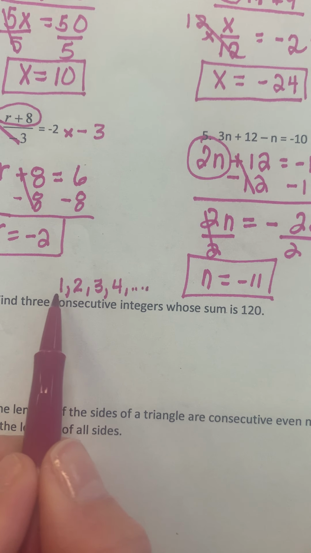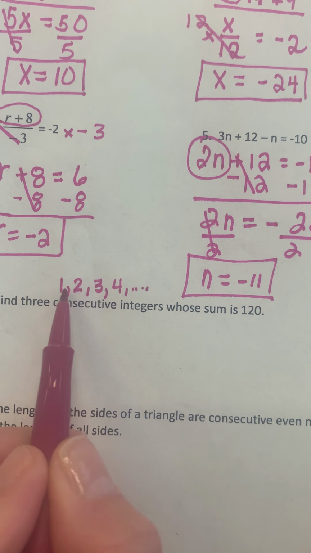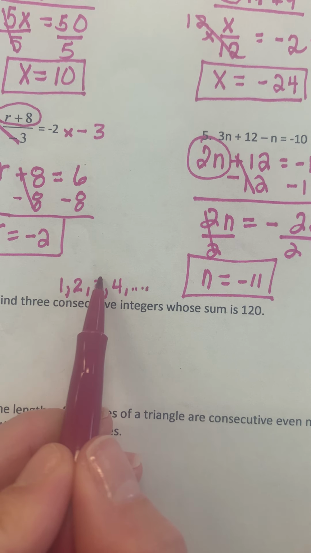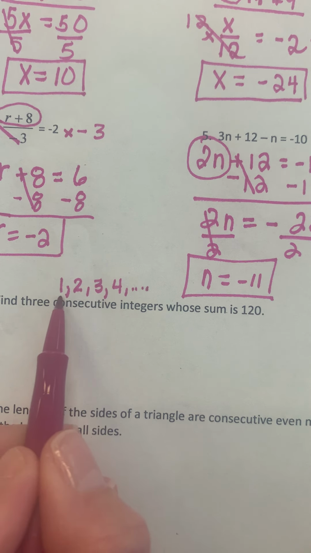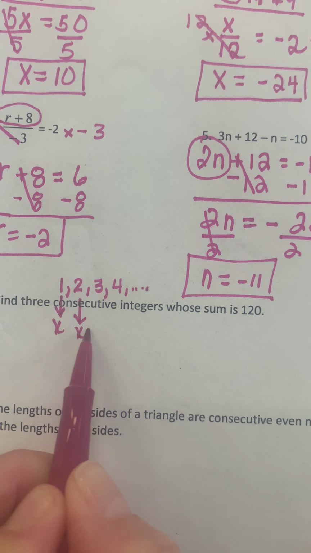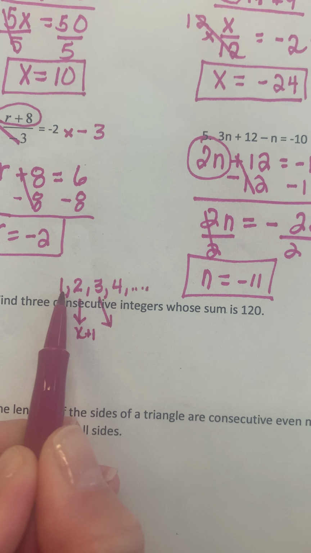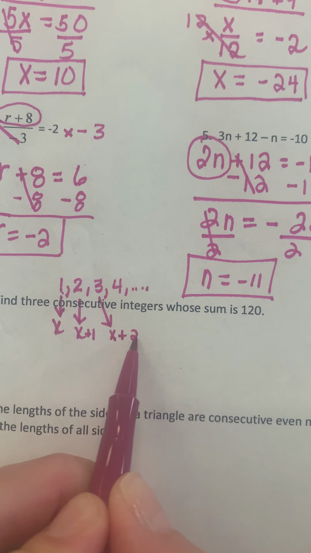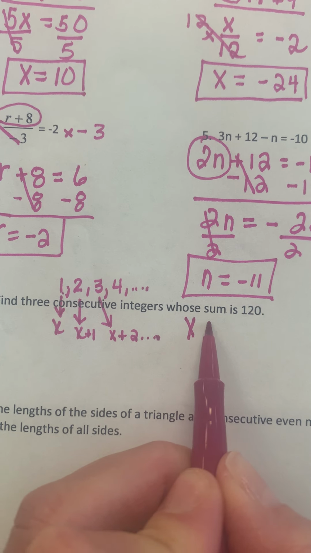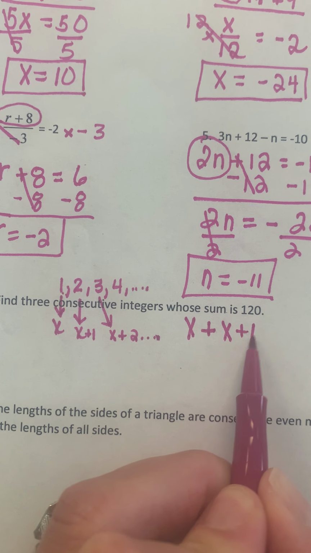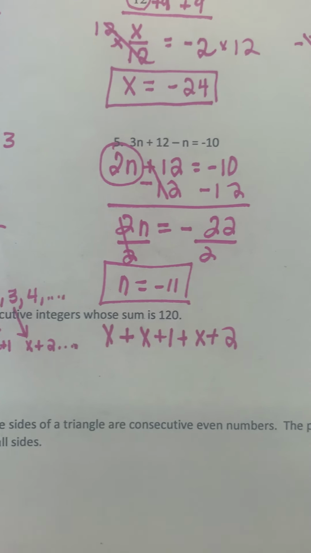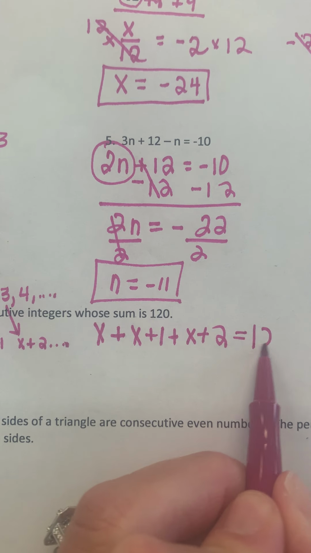So if you had 1, how would you get to 2? You would add 1. How would you get from 1 to 3? You would add 2. So this first term would be x, this would be x plus 1, this would be x plus 2, and so on. So to find 3 consecutive integers, you add the first, the second, and the third, and you want to set that equal to 120.